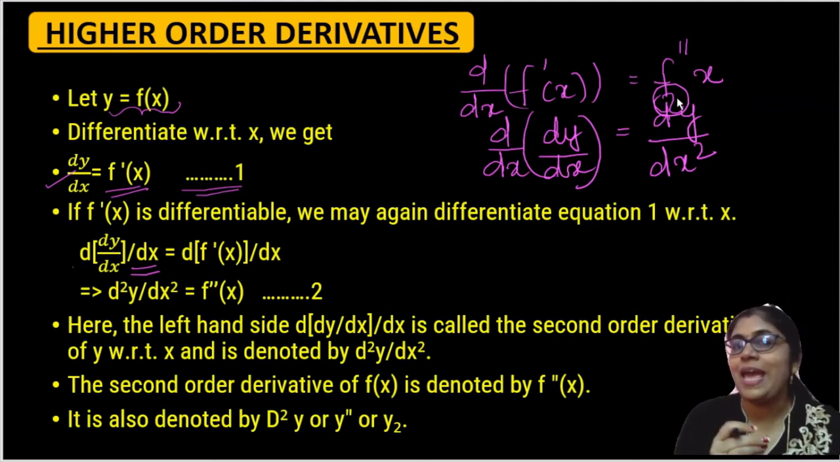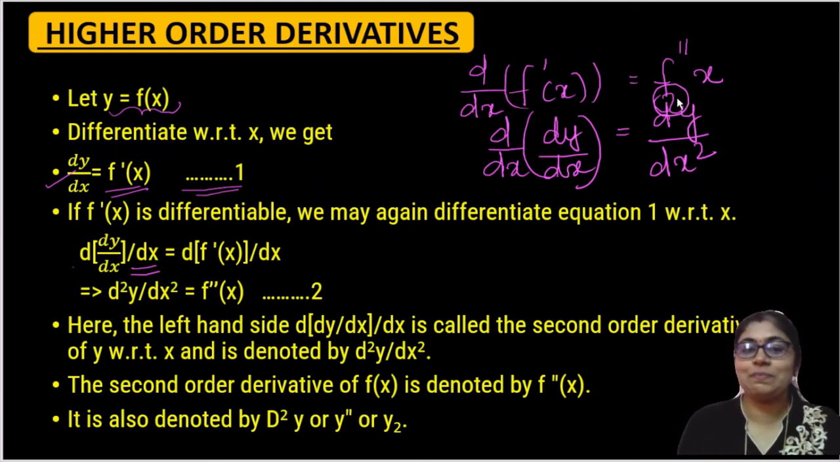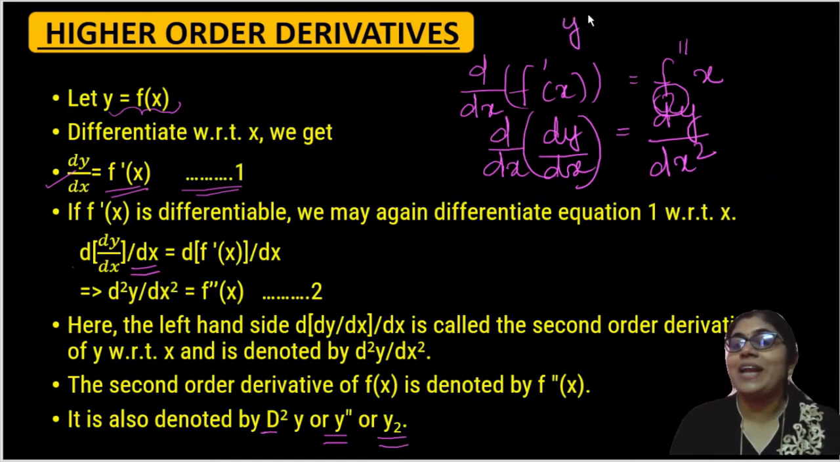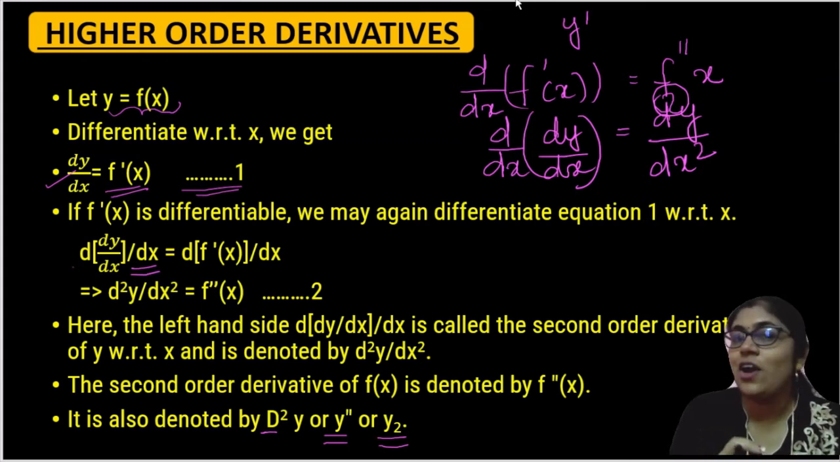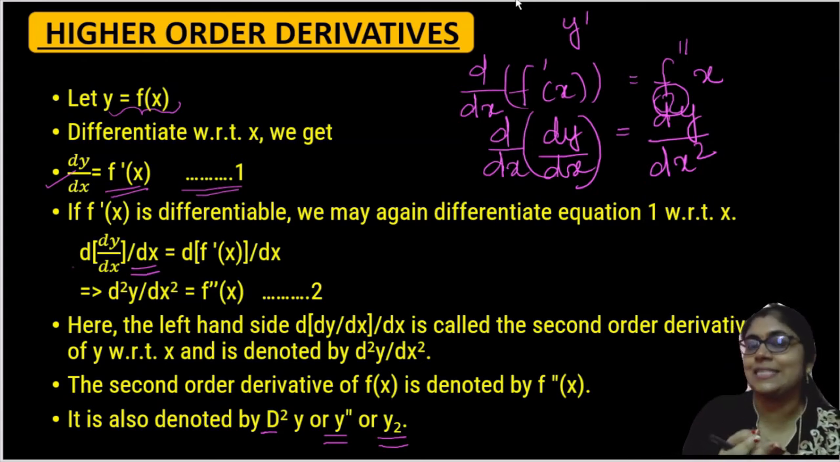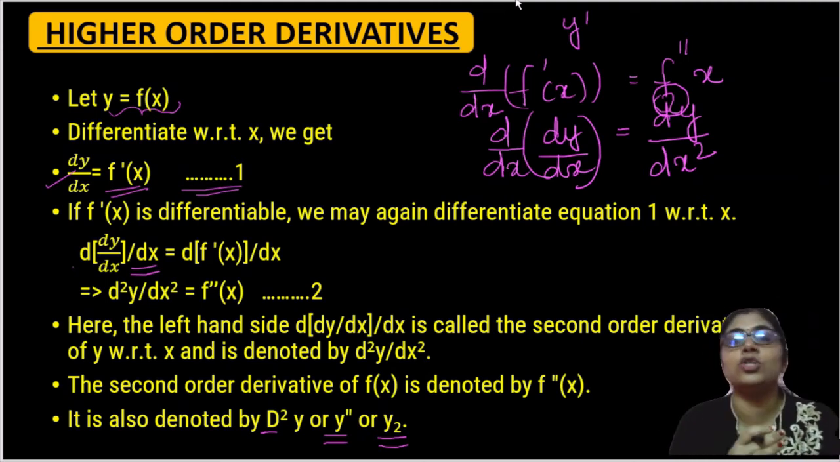In a similar way, there are third order derivative, fourth order derivative, etc. And we can also write this as d square y or y double dash or y2. Similarly, y dash for first order derivative or f dash x for first order derivative, y double dash for second order derivative, f double dash x for second order derivative. You can say y1, y2, y3 also for first, second, third order derivative.